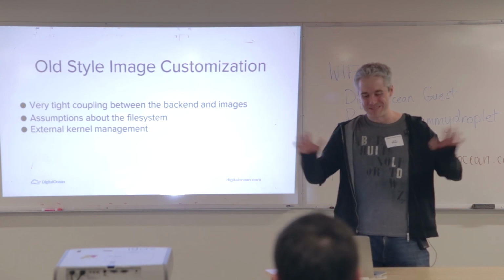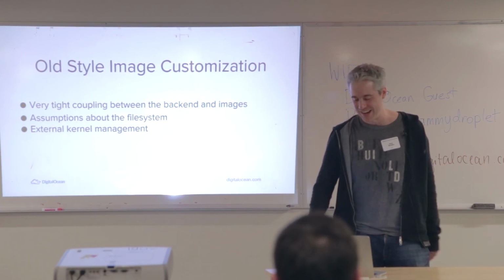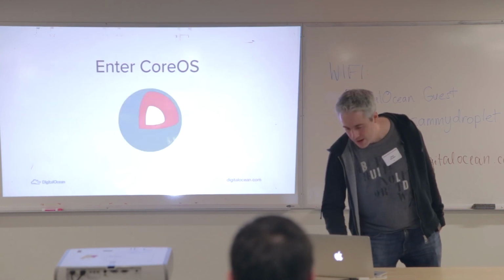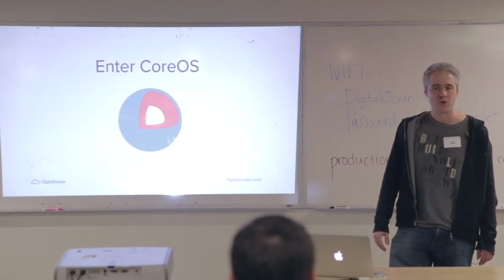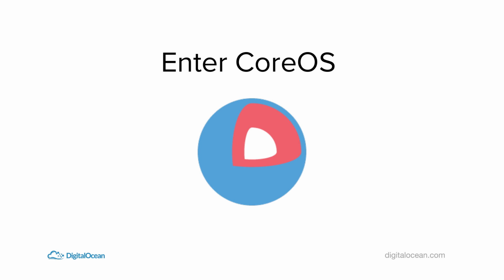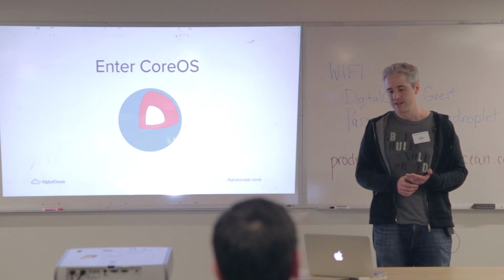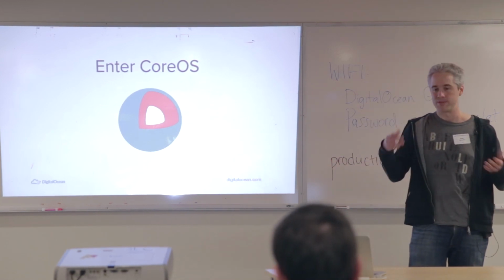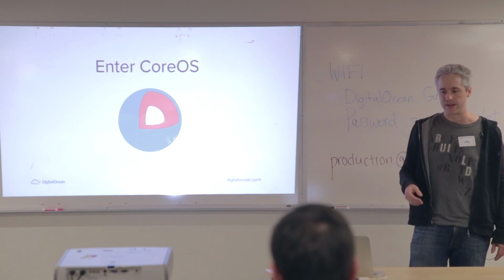So those were some of the challenges that we were facing when we were catching up with our growth, as it were. And then along came CoreOS. CoreOS is a unique Linux distribution in that it's meant to be easily clustered. It's meant to manage essentially Docker containers dynamically.